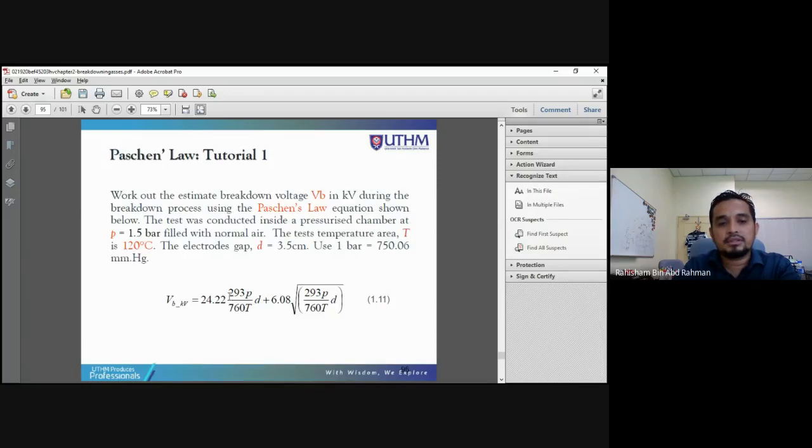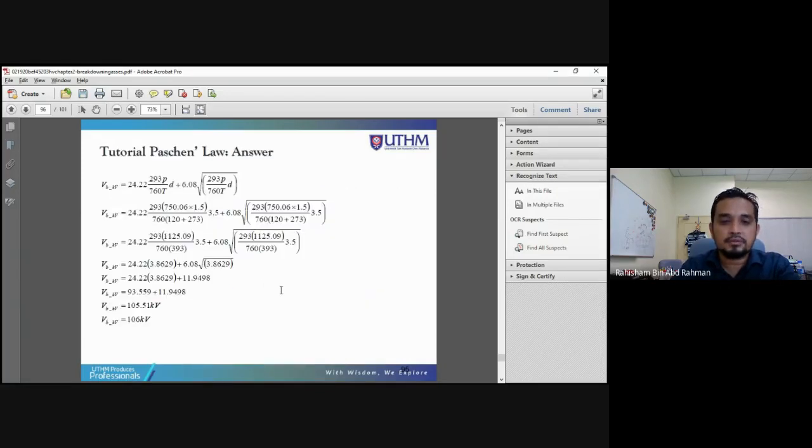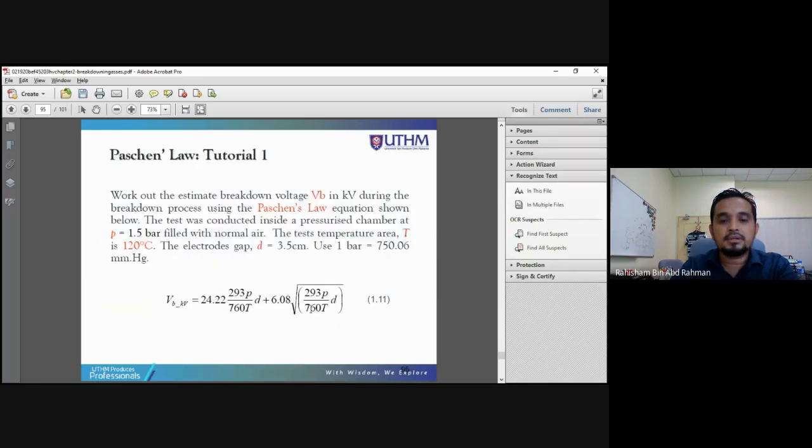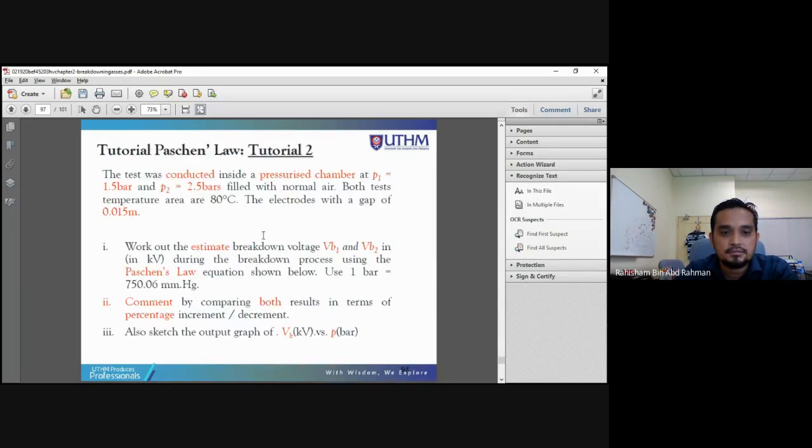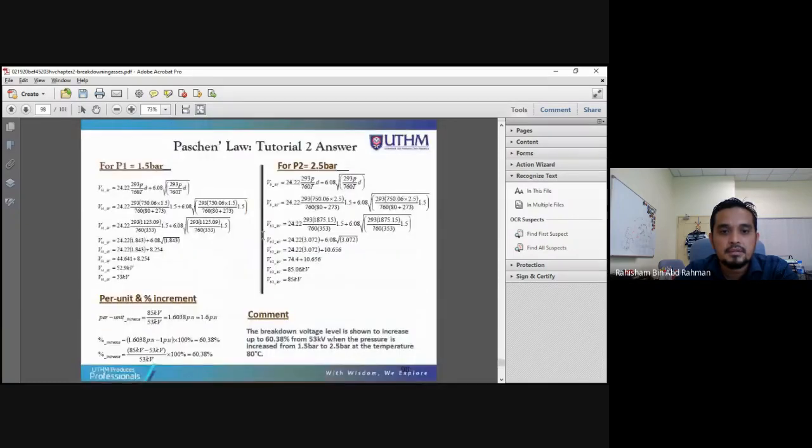This one is also quite straightforward. It's just mathematics again. We have the formula and we have the values given in the tutorial, and you should be able to calculate. Maybe we try reshuffling here. For your final exam, maybe we change the value, we change the parameter required. So this is Paschen's law.